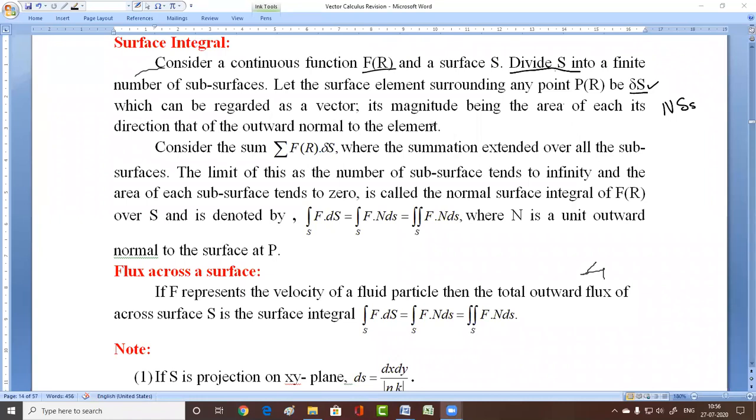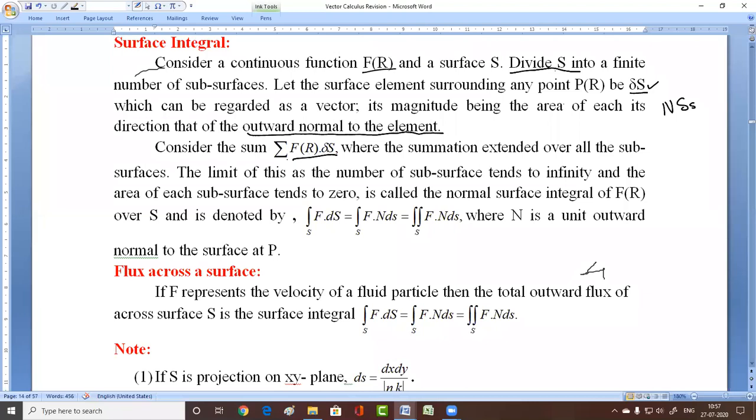Now what is the n? N is the unit outward drawn normal to the surface at the point P. So already we discussed it. Add all the function values and delta S, then this summation is nothing but, now this is the summation.